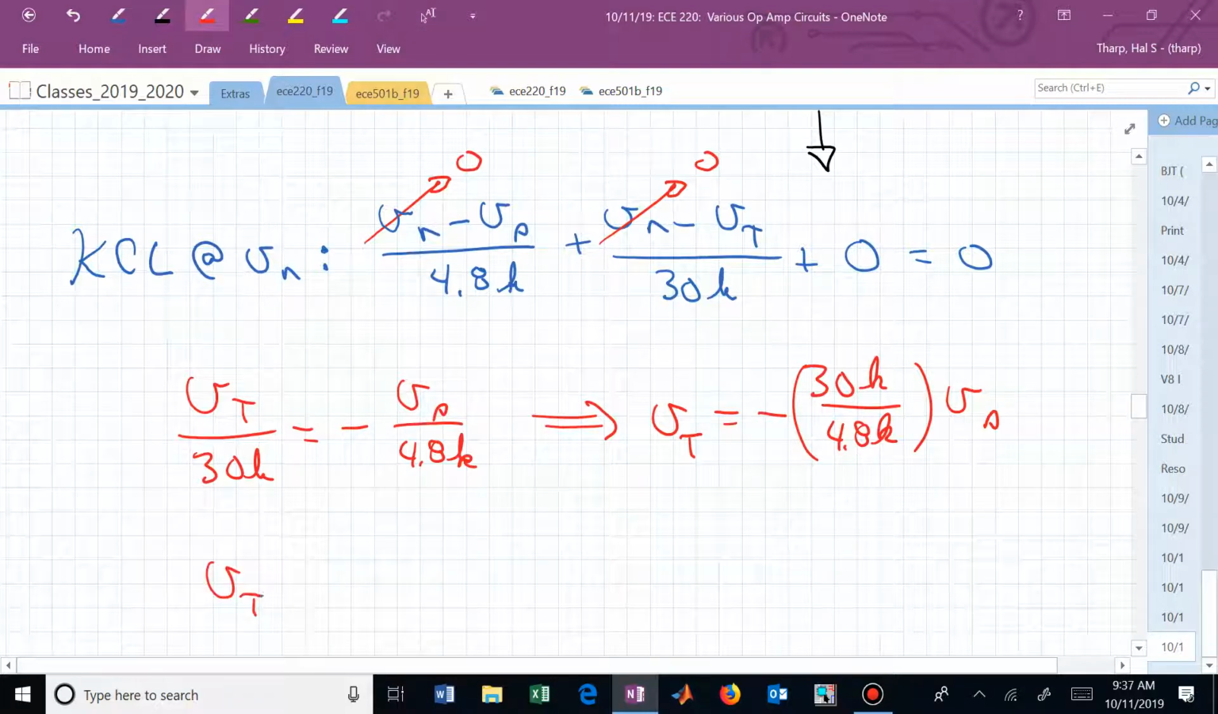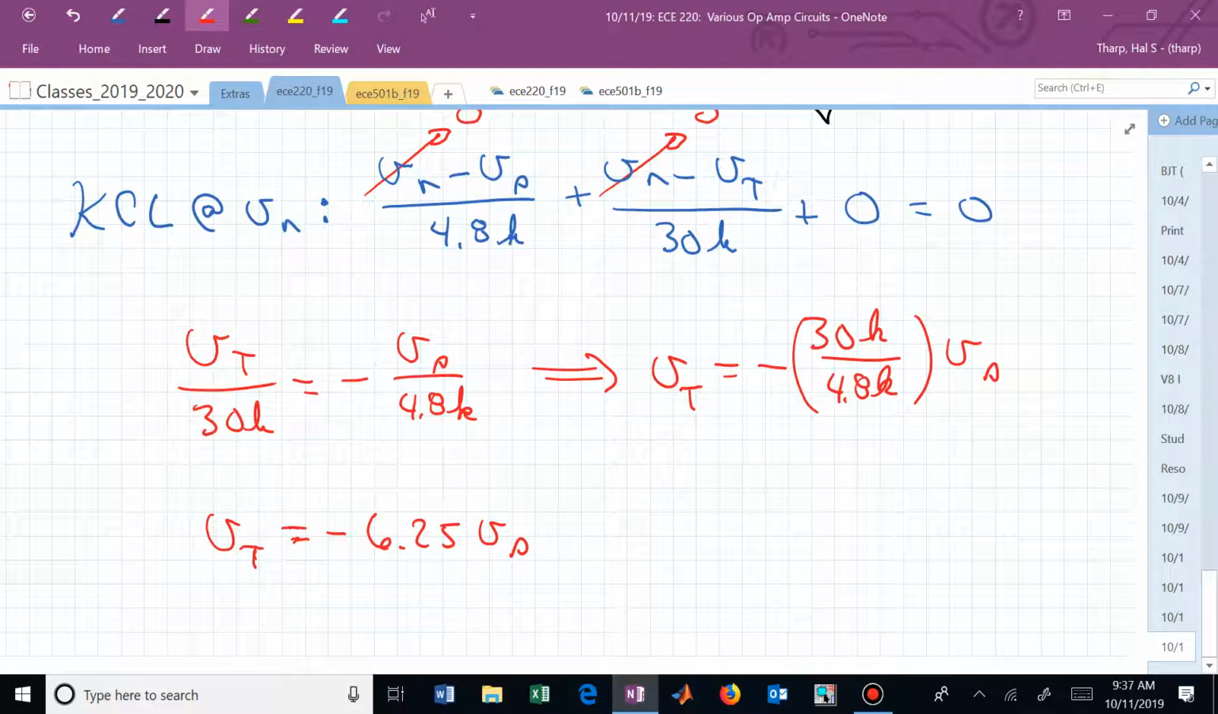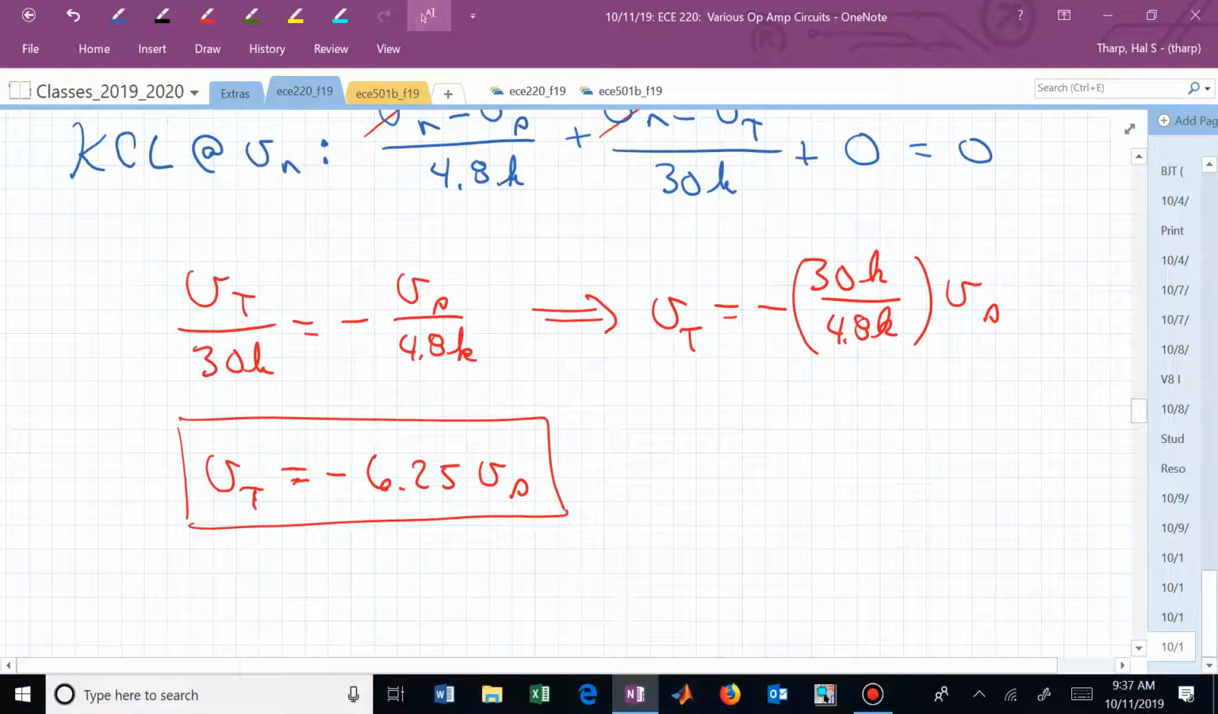And that actually ends up being, if you divide 4.8 into 30, that's going to give us 6.25 as a scaling factor or as an amplification on V sub s. And if we weren't told what V sub s is, this is as far as we could go. We would just say, oh, V sub t is now minus 6.25 V sub s. That would be our answer. We were asked to find V sub t.